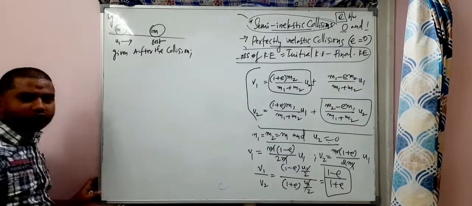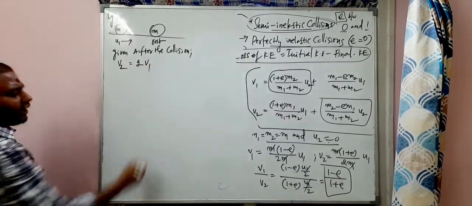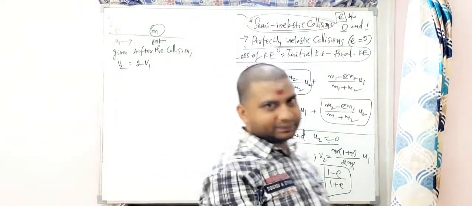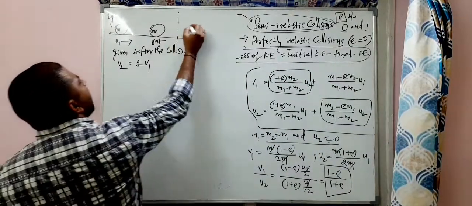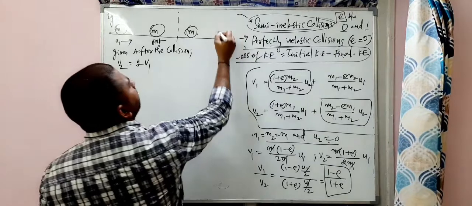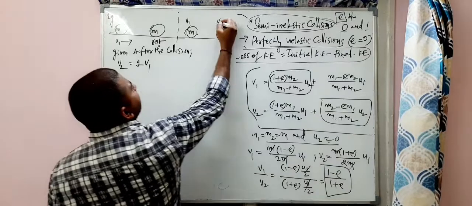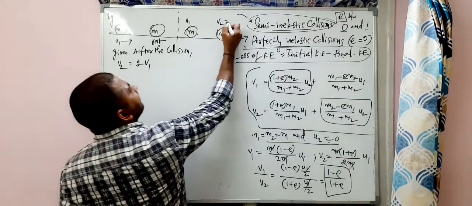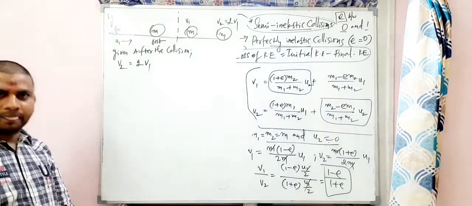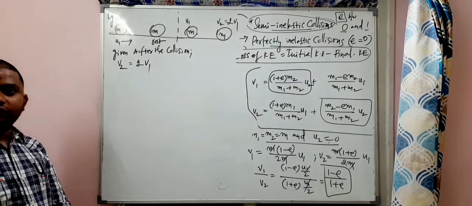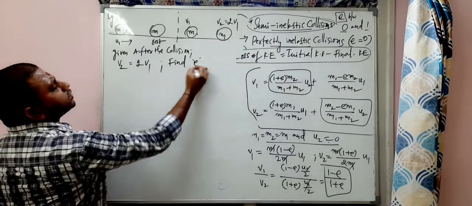given after the collision, the final velocity of the second body is equal to 2 times the final velocity of the first body. You understand? After the collision, look, this is the first body, this is the second body. The first body is moving with a velocity v1 and the second body is moving with a velocity v2. This second body speed is 2 times the first body speed after the collision. Right? It's quite an interesting question. Find the coefficient of restitution.